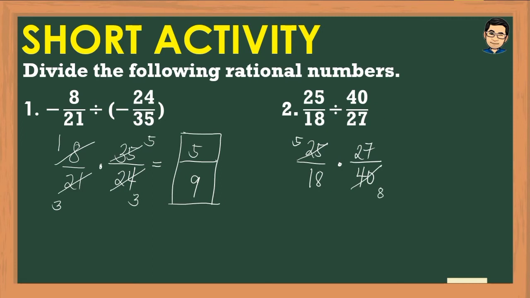Next, 27 and 18. The GCF is 9. So, 27 by 9, that is 3. 18 by 9, that is 2. Then, we multiply the remaining factors. 5 times 3, 15. 2 times 8, that is 16. Again, sa pagmumultiply po ng mga fractions, numerator to numerator, denominator to denominator. So, our final answer is 15 over 16.